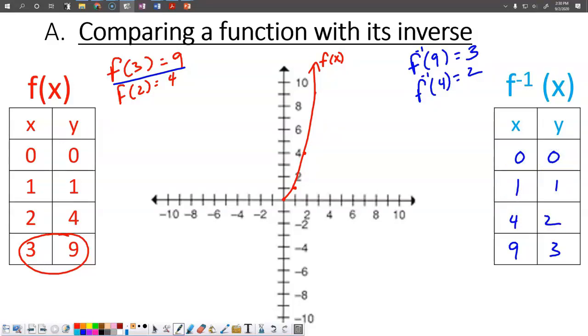Now, as you see, the tables are identical. It's just that the x and y columns have been reversed because that's what inverses do. So now we're going to go ahead and we're going to graph this inverse function.